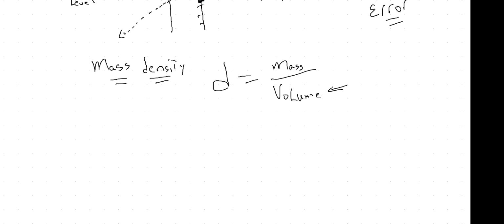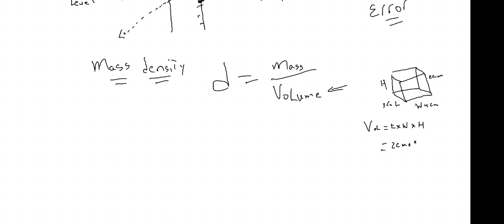If we have a cube, something like this, and this is the width, and this is the length, and this is the height. Suppose the height is 2 centimeters, the length is 3 centimeters, and the width is 4 centimeters. Then the volume for this simple thing is the length times the width times the height. For this example, we have 2 centimeters times 3 centimeters times 4 centimeters. And what is that? 2 times 3 times 4 is 24.